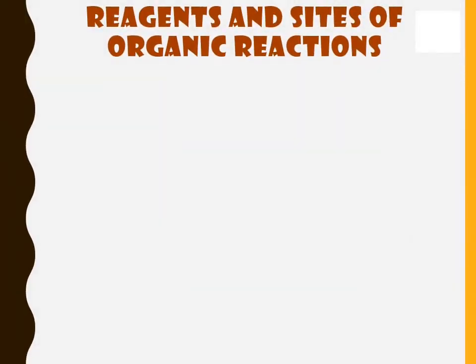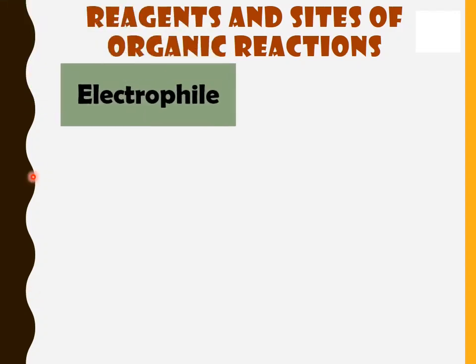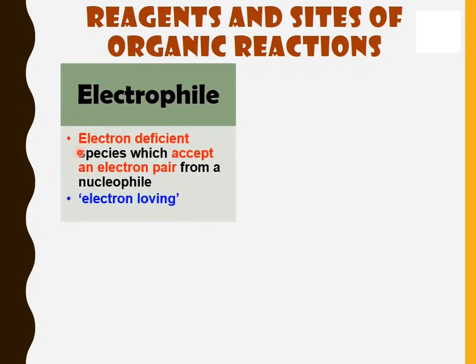Next, we look at reagent and site of organic reaction. The first one, we have electrophile. So, what is electrophile, guys? Electrophile is an electron-deficient species which accepts an electron pair from a nucleophile. So, literally, electrophile means electron loving. Electrophile can be either neutral or positively charged.